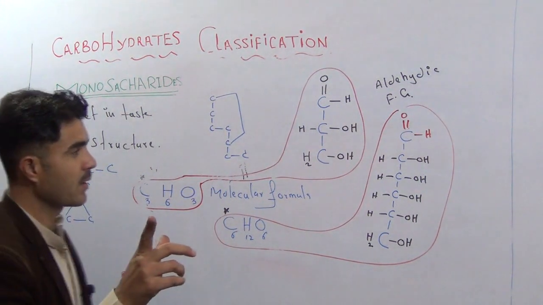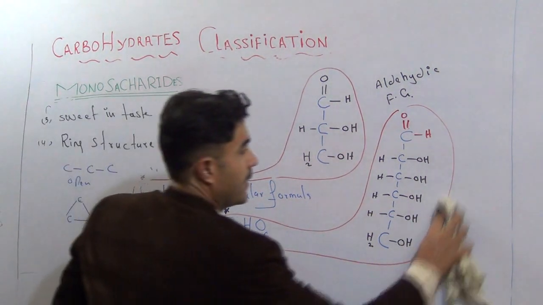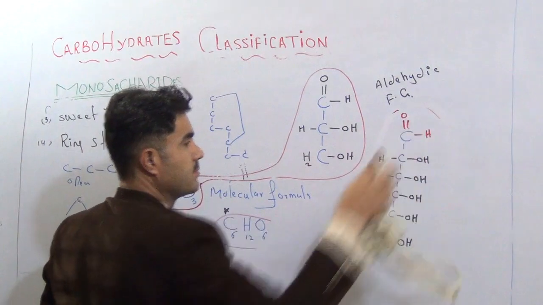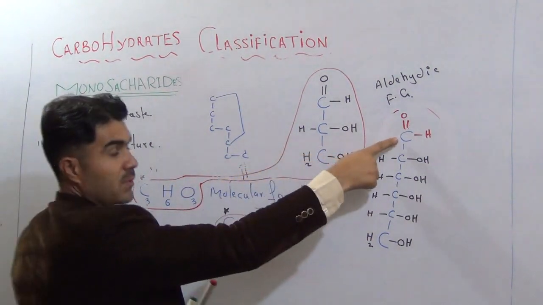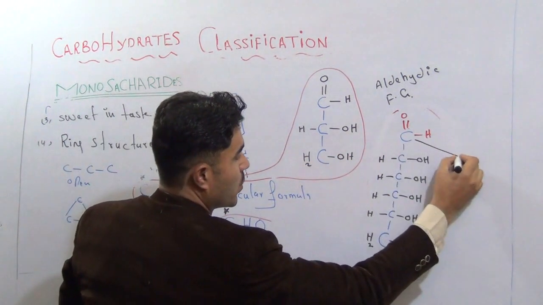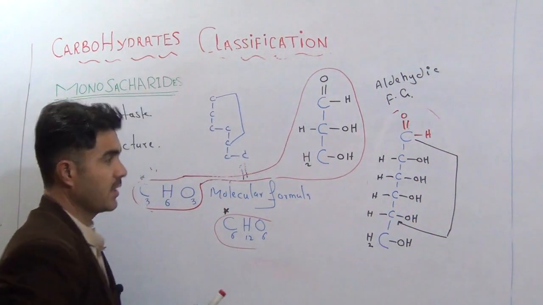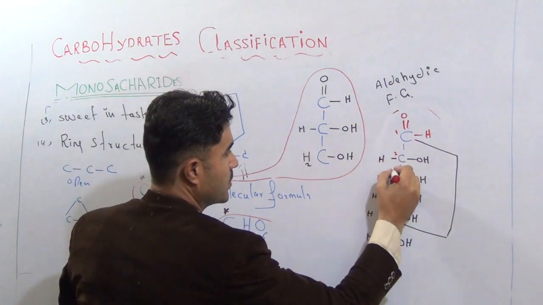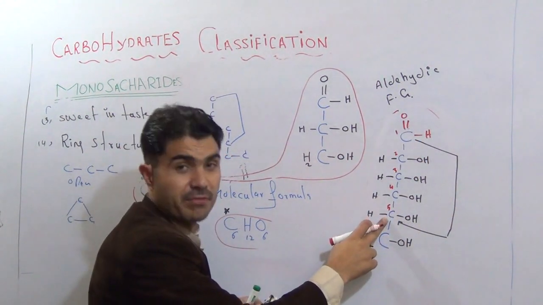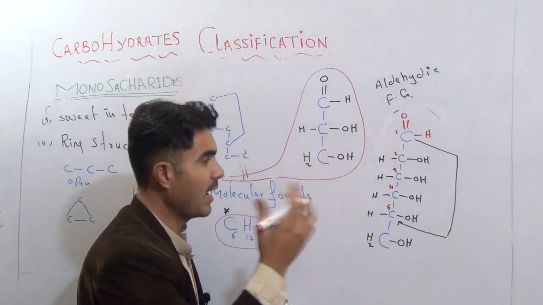I will tell you here. In ring formation, what will happen? The carbon number one can make a bond with carbon number 5 here. If I give numbering, this is carbon number 1, 2, 3, 4, 5. So carbon number 1 makes a bond with carbon number 5 and a ring will be formed. How will a ring be formed? Just come here, I will tell you.